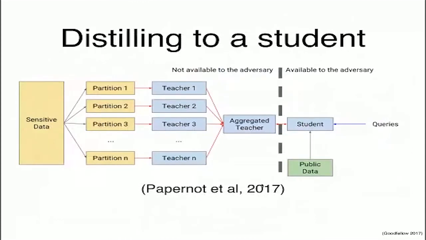This allows us to publish the classification ideas when the teachers agree on how to classify a test input, but it doesn't let us publish the model yet. You could still examine the individual teachers and figure out what data they were trained on. To solve that, we use something like distillation. We make a new student network, and we train the student network using public data inputs to mimic the outputs of the whole ensemble of teachers. After you've trained the student in that way, it's safe to publish the student because the student never saw any of the private data. It only saw public data and the privatized votes that came from the teachers.